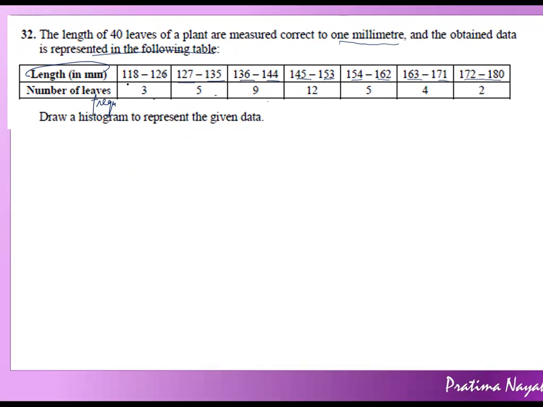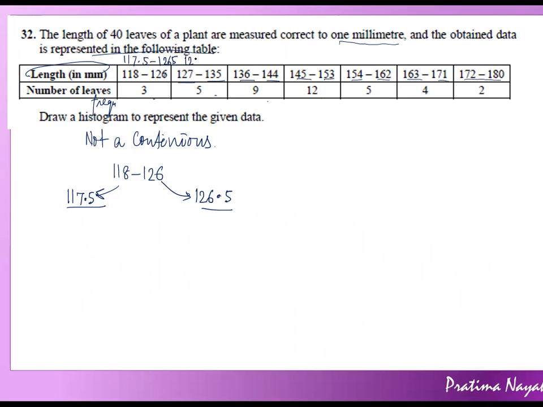Can you notice that this class interval is not a continuous one? So when it is not continuous, you have to make it continuous. How to make it continuous? You will subtract 0.5 and you will add 0.5. So it will be 117.5 to 126.5. Next will be 126.5 to 135.5.